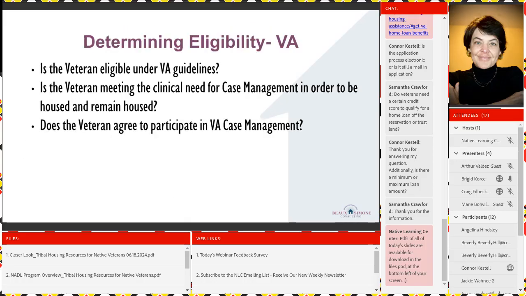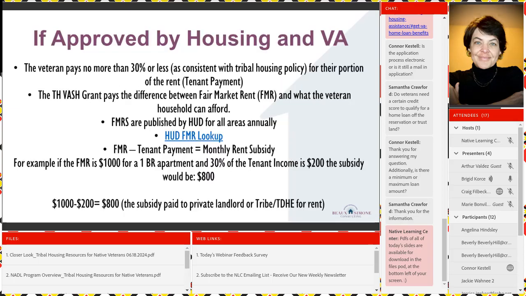On the VA side, typically the process is that the housing authority, or TDHE or housing department, will identify the veteran and work collaboratively with the VA case manager to maintain an interest list. They will look and determine whether they're eligible under VA guidelines. Is that veteran meeting the clinical need for case management in order to remain housed? Will they agree to participate in case management? Do they meet that expanded definition of homelessness?